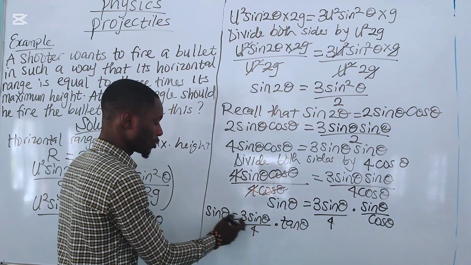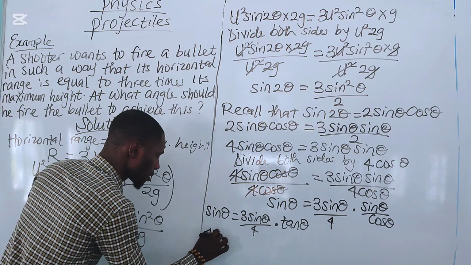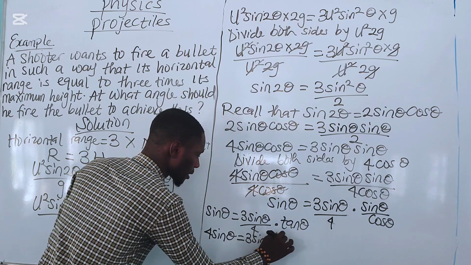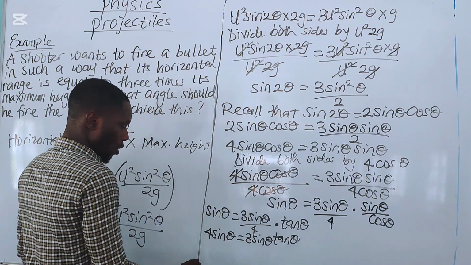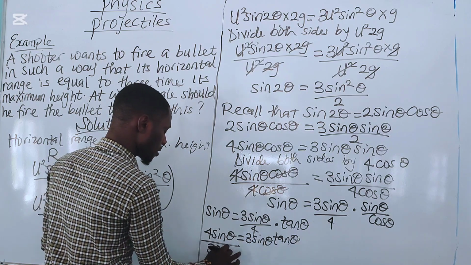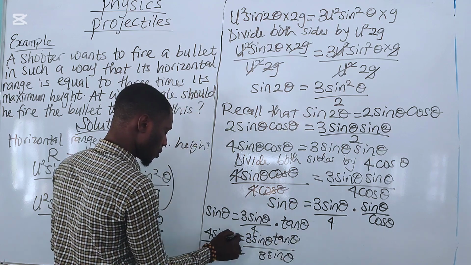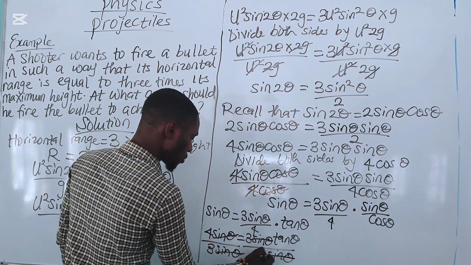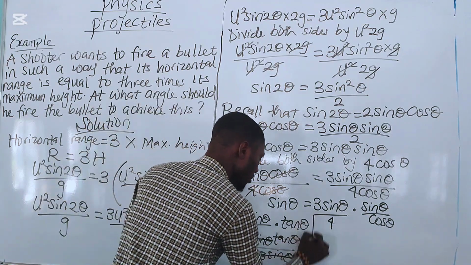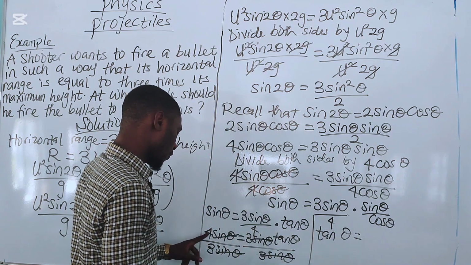I'll make tan theta the subject of the formula, and for me to do that, I need to cross multiply. Cross multiplying, I will have 4 sine theta equal to 3 sine theta tan theta. I'm looking for tan theta, so I will divide both sides by 3 sine theta. This sine theta goes with this sine theta, and I'll be left with tan theta equals 4 over 3.